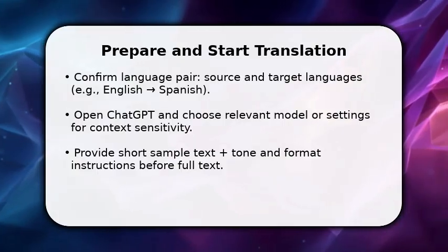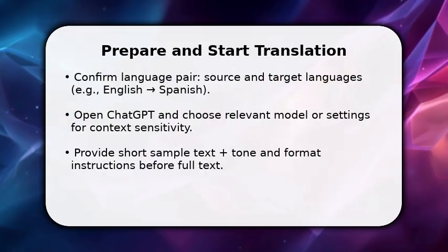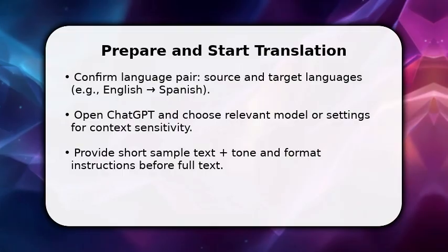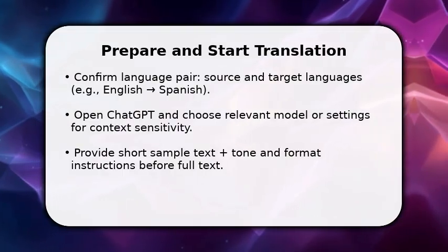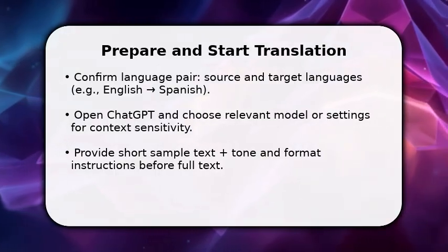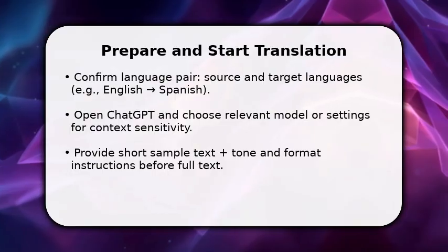You begin by specifying the language pair and the desired tone. This frames the translation. Once set, paste a short sample of the text, one paragraph or 150 words, so the model learns context. Make sure to include formatting needs, like subtitles or bullet lists.